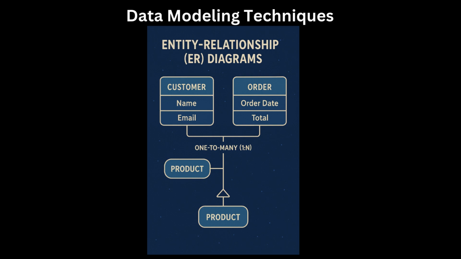Types of relationships. One-to-one. Each entity instance relates to only one other. One-to-many. One entity relates to many others. The most common type. Many-to-many. Multiple entities on both sides relate to each other, often requiring a junction table.